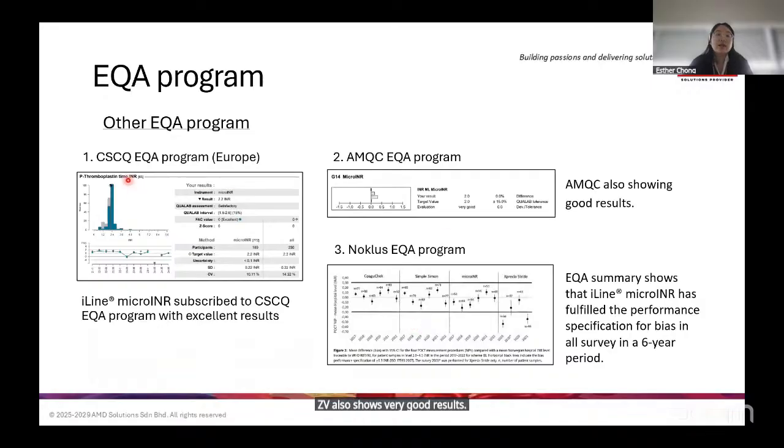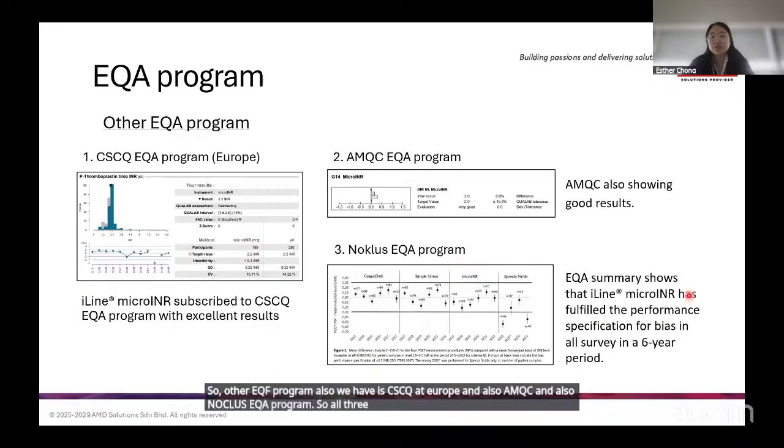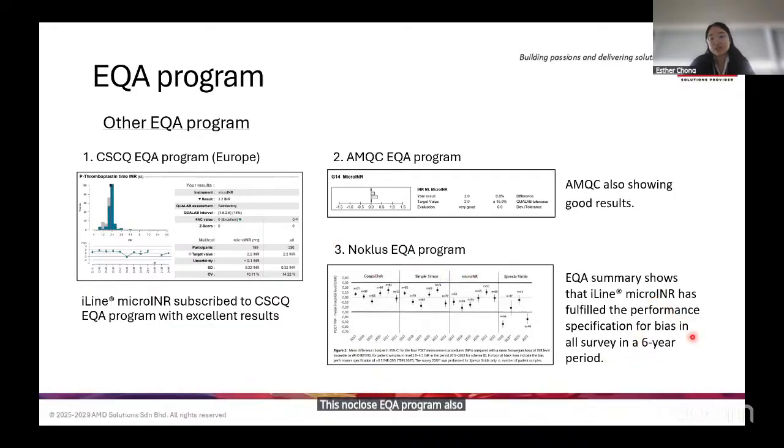So other EQA programs we have are CSCQ in Europe, and also AMQC, and also the Nautilus EQA program. All three EQA programs show very good results, especially the Nautilus EQA program, which shows very good results over a 6-year period.